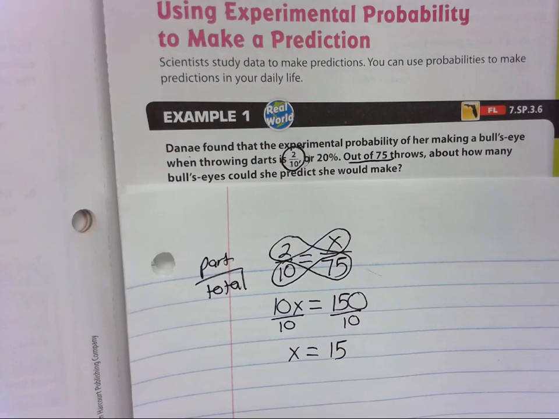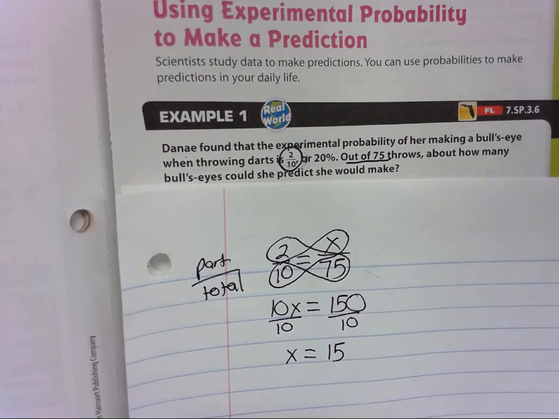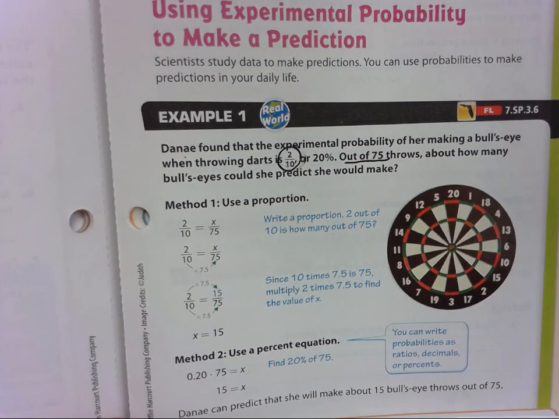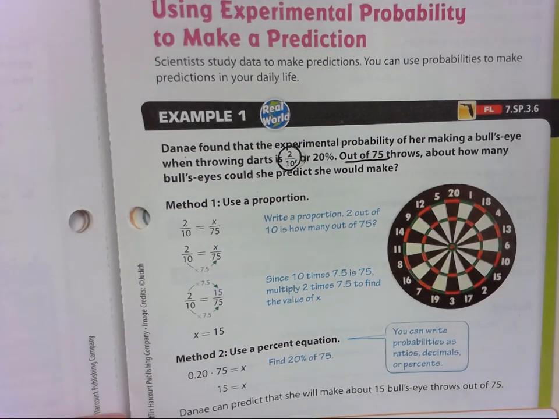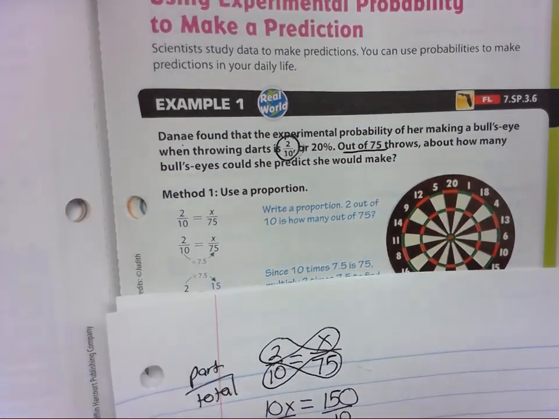If we didn't get a whole number, we'd have to round, because how many bullseyes can we predict? You can't hit half a bullseye. It either counts or it doesn't. That's what we get down here, 15. Let's look at number 1.